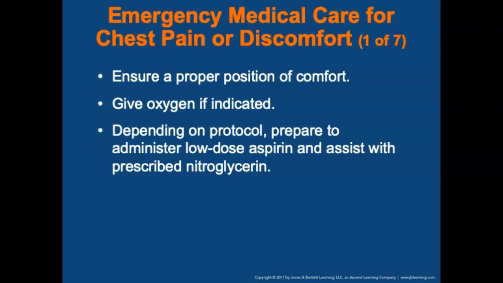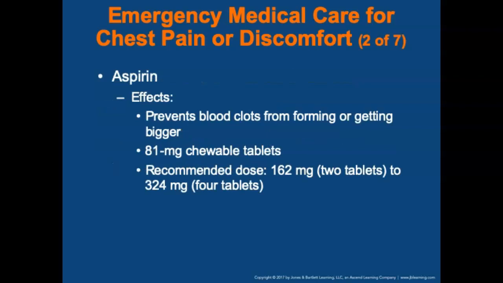Depending on local protocols, prepare to administer low dose aspirin and assist with prescribed nitroglycerin. Next, we're going to talk about aspirin. Okay, so what aspirin does, it prevents blood clots from forming or getting bigger. It's dosed as 81 milligram chewable tablets, and the recommended dose to give is between 162 milligrams, which is two tablets, to 324 milligrams, which is four tablets. So from two to four tablets is the recommended dose.